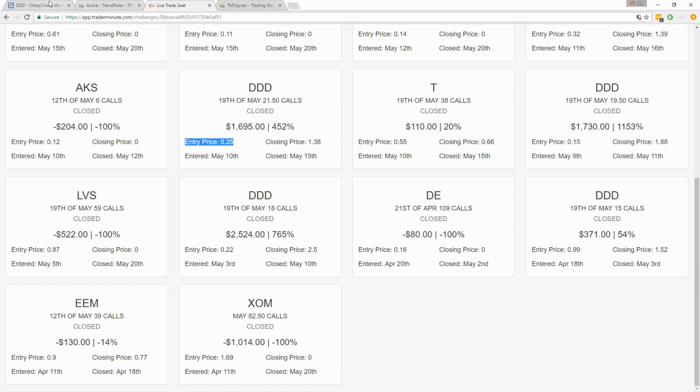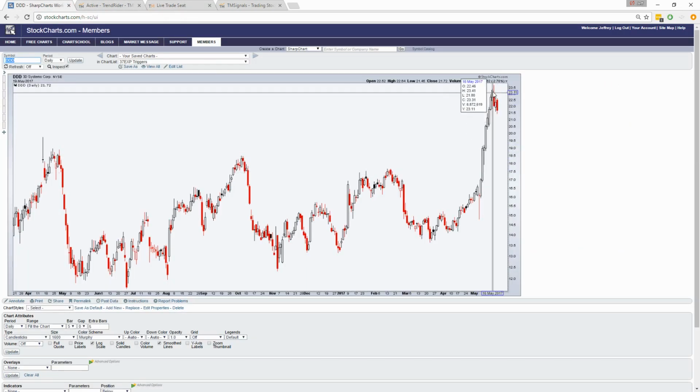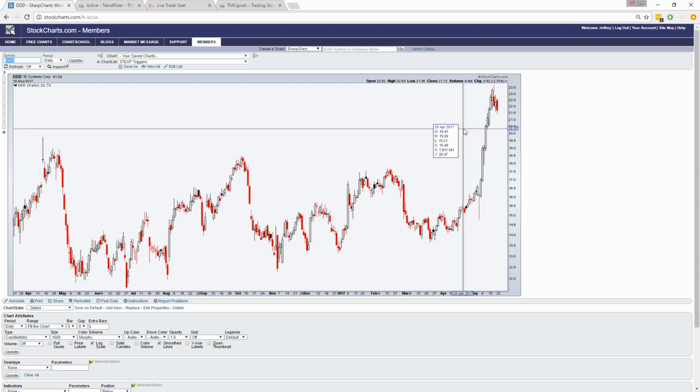Now, do I know when that move is going to end? Does TMSignals tell me? Does the trend rider tell me? No, it doesn't. Yeah, it has a price target, but it had blown through all of those. It doesn't tell me when it's ending. It told me this stock has a high probability of trending. Now I'm playing the trend.